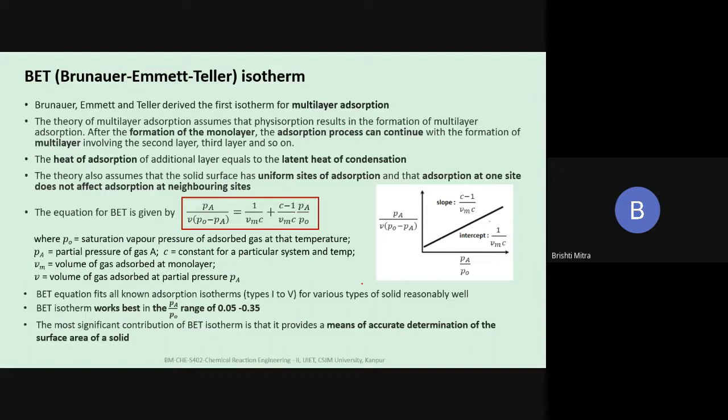And the last kind of isotherm that we're going to talk about, probably I'll not finish it today, we'll continue with it in tomorrow's class. I'll finish it up in the tutorial, and then we will continue solving the problems.